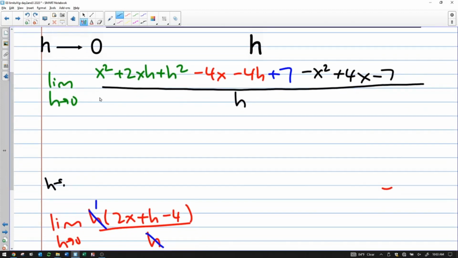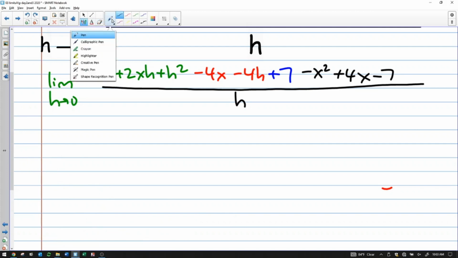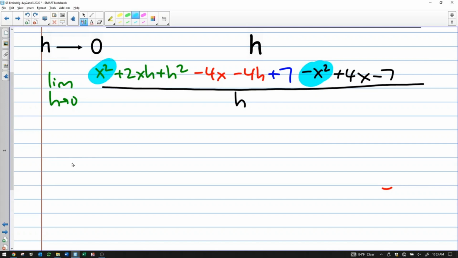The reason I'm distributing is because things are going to cancel when I distribute. Take a look at this. Do you see that x squared minus x squared cancel out? Do you see that the 4x and the -4x cancel out? And then there's another one that cancels out, the 7. The +7 and -7 cancel out. What do they cancel out to here? Is it 1 or 0? It's 0. You get +0 here.